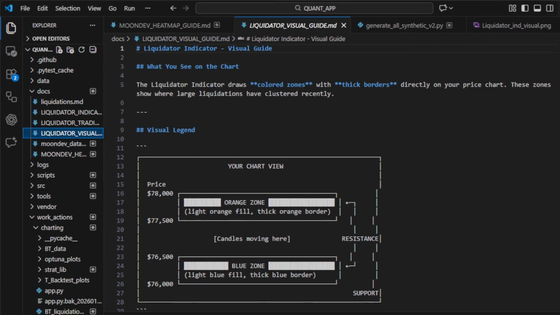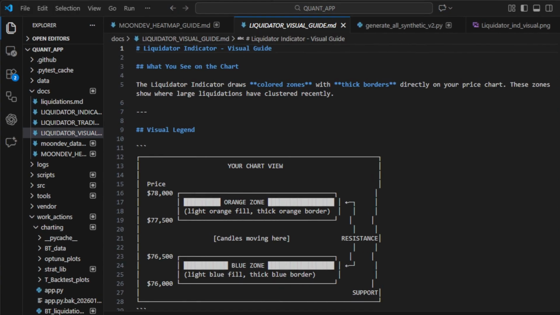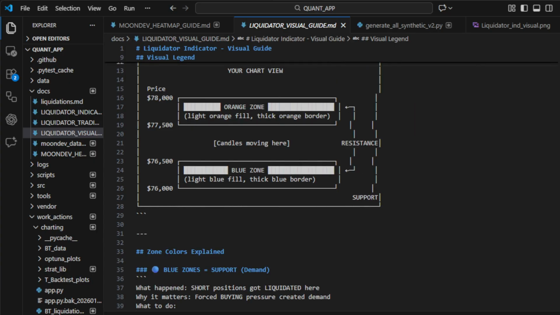I see that some things are not really on screen, so I'll do this a little bit more like this. The Liquidator Indicator visual guide is also available in the package. So yeah, guys, let's go over it.